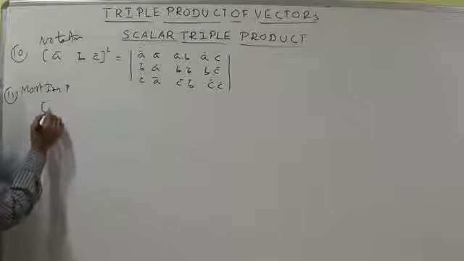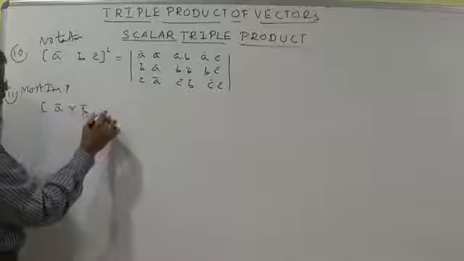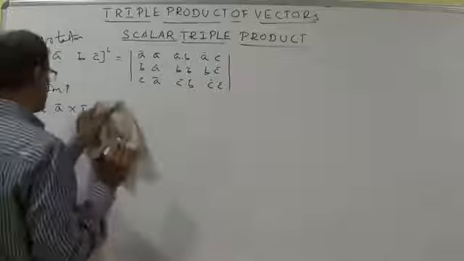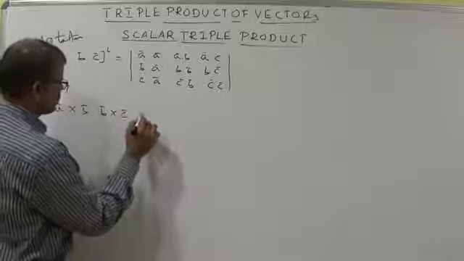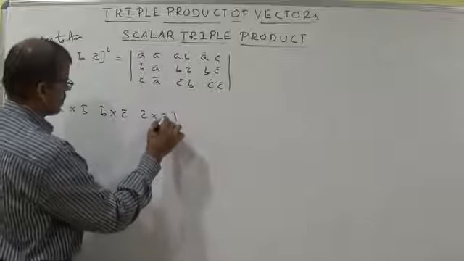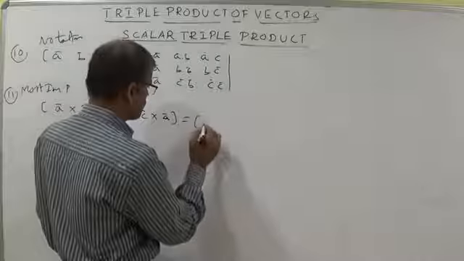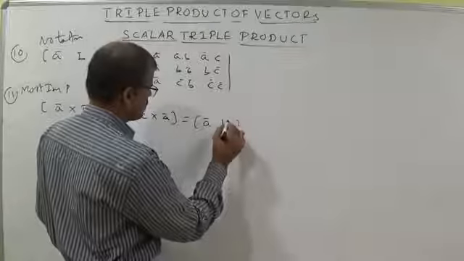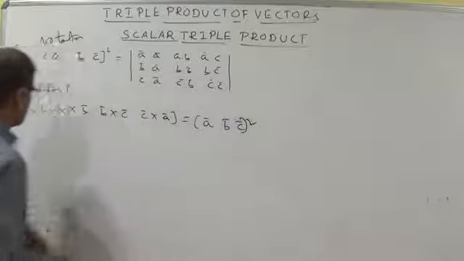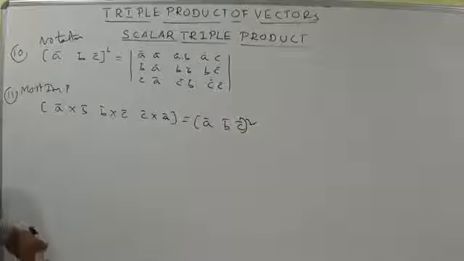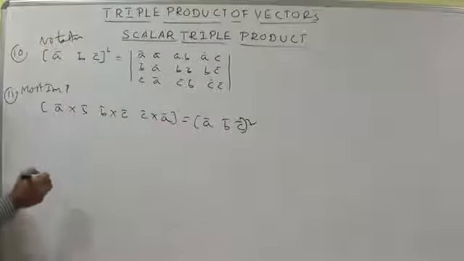The point is box A cross B, B cross C, C cross A. Or box B cross C, C cross A, A cross B. No problem, anyhow you can write it. This can be written as box ABC whole square. This is the most important formula: box A cross B, B cross C, C cross A equals box ABC whole square.